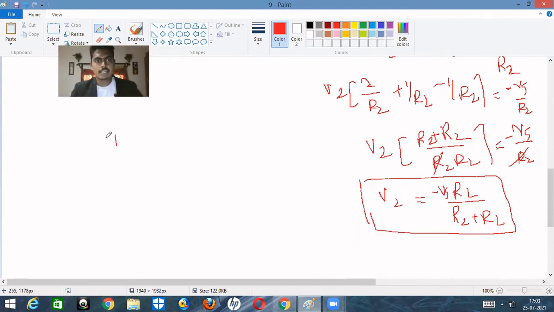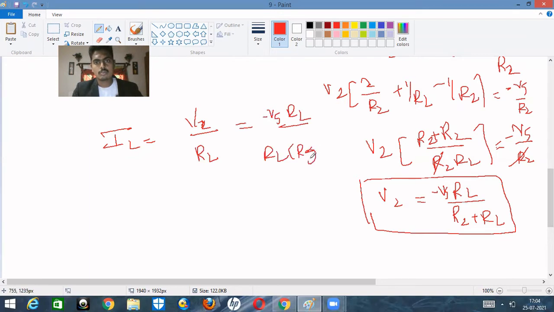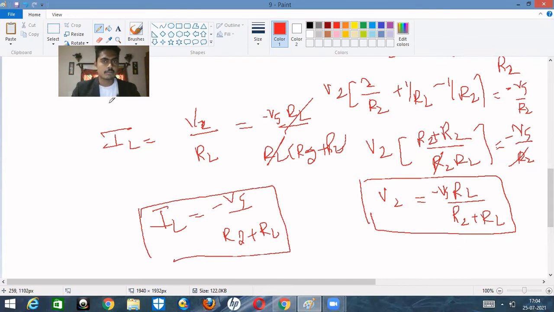Now let's calculate IL. The load current is nothing but V2 divided by the resistance, and the resistance is RL. So IL is minus Vs into RL divided by RL into R2 plus RL. So RL cancels out, and the value of load current will be equal to minus Vs upon R2 plus RL. Okay, so this is the load current that is flowing through the circuit.